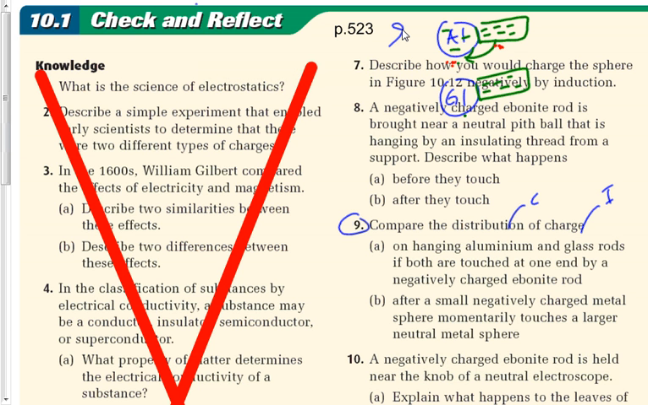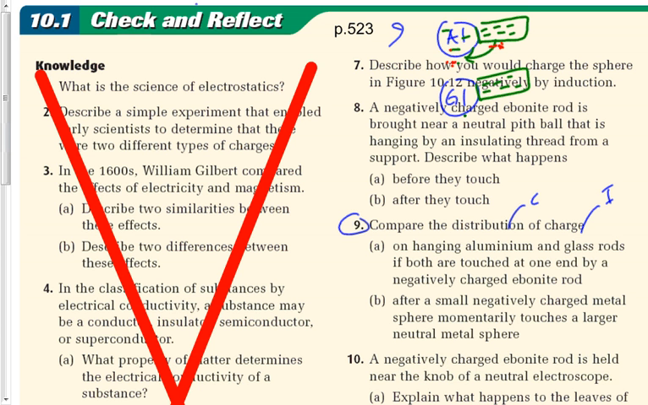So a negatively charged ebonite rod will be attracted to the aluminum, but then once it touches, it will repel. But a negatively charged balloon will be attracted to the wall. When it hits the wall, it's going to stay there because the wall is not a conductor versus the aluminum that is a conductor. Does that make sense? Good.